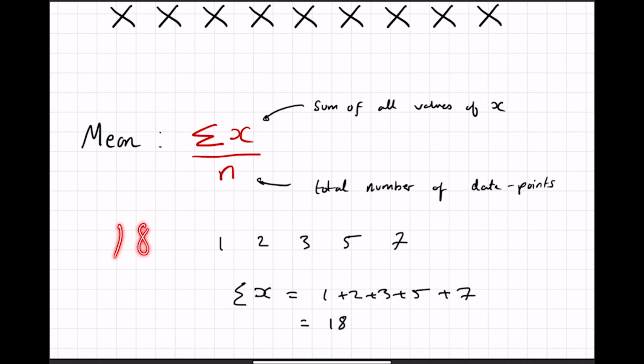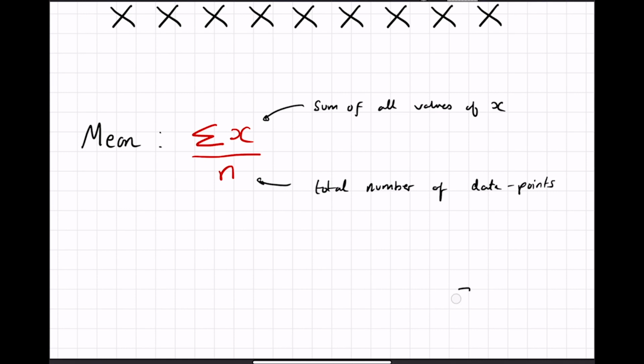So if I did 18 over 5, which is the sum of x over n, then that would give me the mean of this set of numbers. And actually, that's quite simple. I was going to do a calculation for the mean, but that's kind of it over there. I'll do an example after this as well. So basically, this is the sum of all values of x over the total number of data points, and that's how you can find the mean.